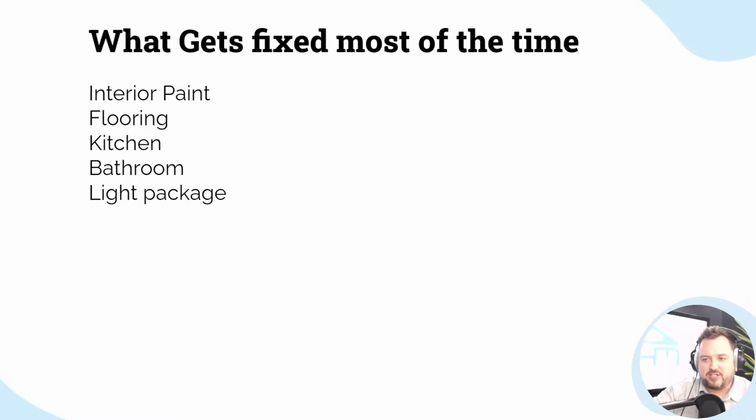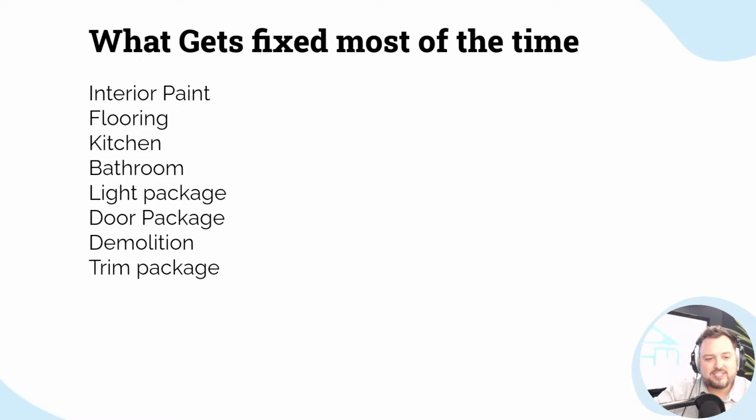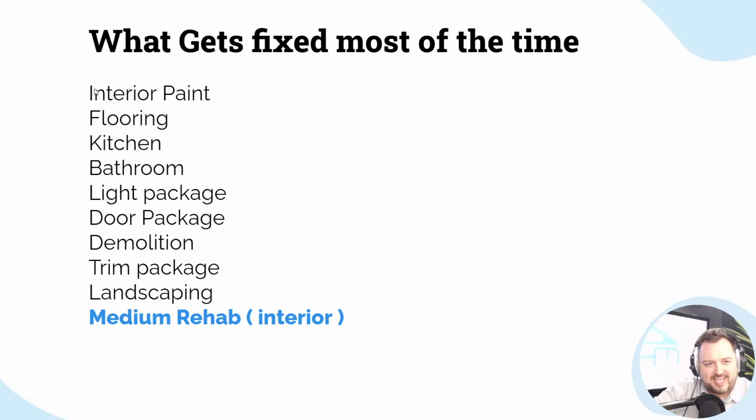A light package, meaning the lighting, making it look good. Door package, demolition, those are things you're going to be doing. Putting a trim package to make it look good, landscaping, medium rehab interior, we'll talk about that. But these items are things you typically are going to be doing on every project that you do.